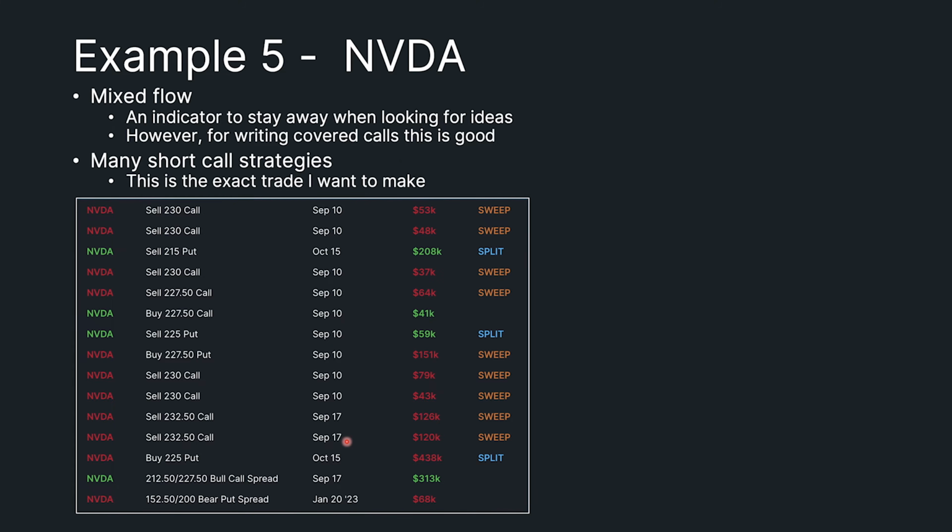So it's doing pretty well. Hopefully it will expire worthless. There's many short call strategies you can see in here. So that's the exact trade I want to make. I'm basically using this to sort of confirm that I am doing the right thing. If it turned out that Nvidia had a ton of bullish flow on Tuesday, then I may think twice about selling a covered call that week, or I may do a strike that's farther away.